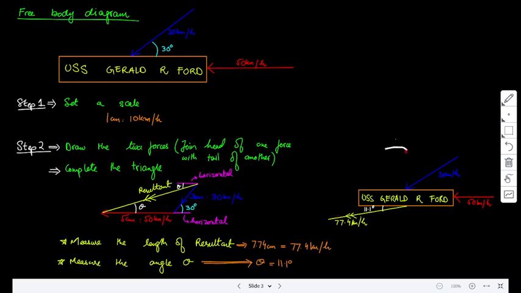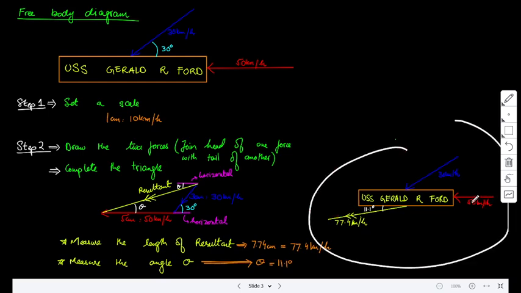So this is how the ship will go. When the ship is moving forward with the velocity of 50 km per hour and water crashes in at 30 degrees with a magnitude of 30 km per hour, the ship will move in this direction at an angle of 11.1 degrees below horizontal, this angle right here, at a velocity of 77.4 km per hour.